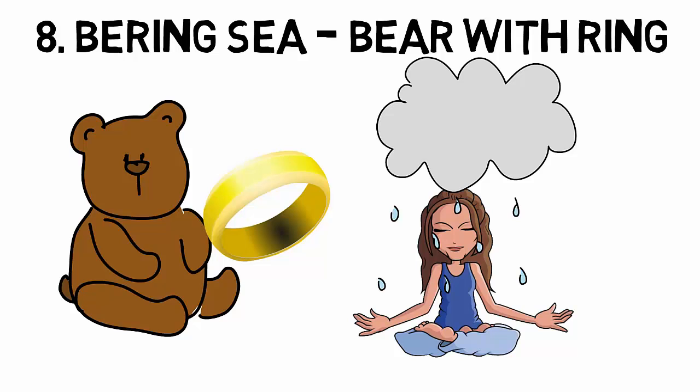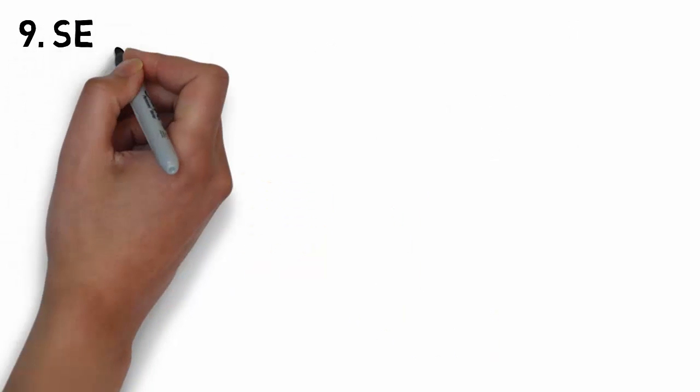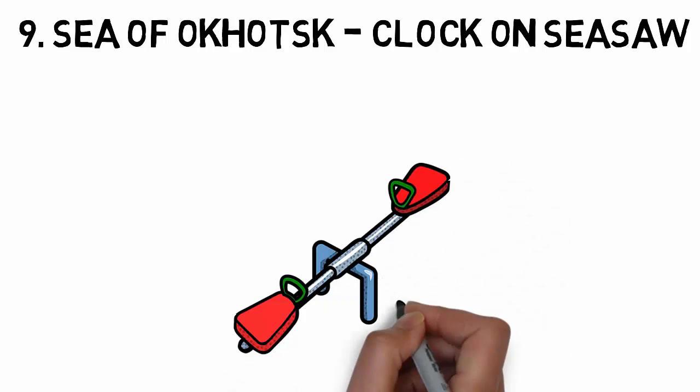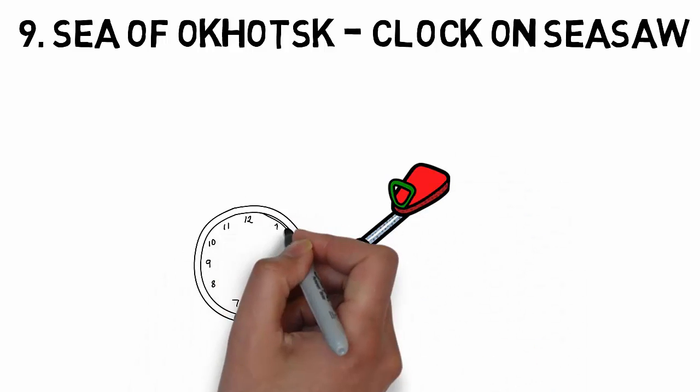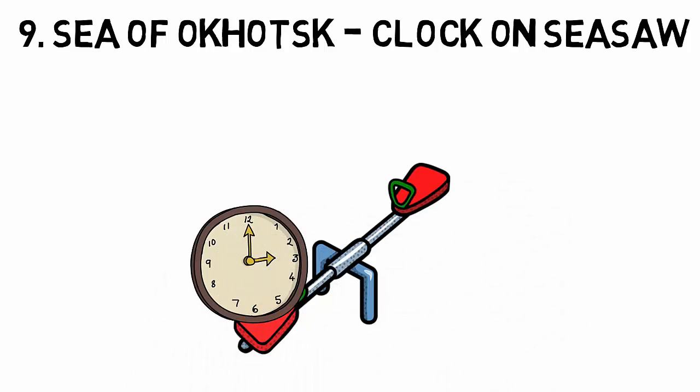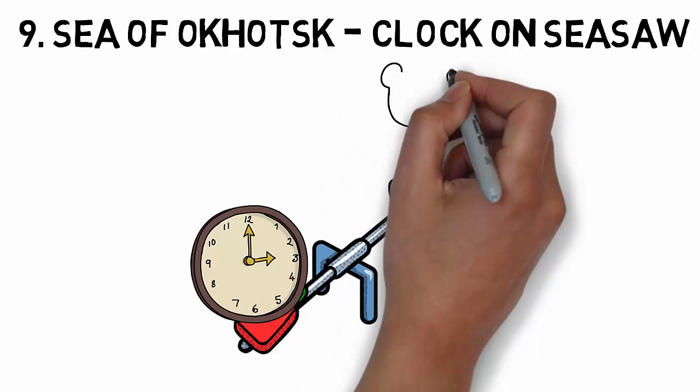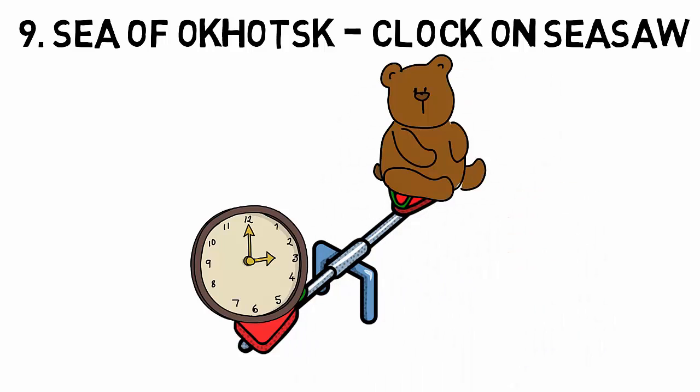So let's move on to the next body of water. And so we have the Sea of Okhotsk. Okay, Okhotsk. And so what we're going to picture is a clock and a seesaw. So this clock is having fun on the seesaw and sees this bear cry. He's like, "Bear, come over here and play with me." And so the bear sits on the seesaw, and then boom, the clock gets launched into the sky because the bear is heavier than the clock, right?